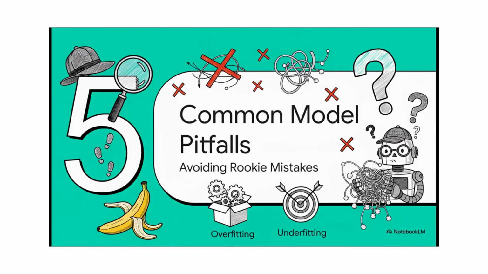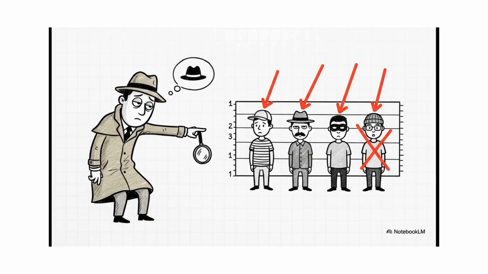Which brings us to Section 5, Common Model Pitfalls. Because even with the best training in the world, our newly minted detective can still make some classic rookie mistakes. Let's talk about the 2 biggest traps a model can fall into. First, you have what I like to call the lazy detective. In technical terms, this is underfitting.